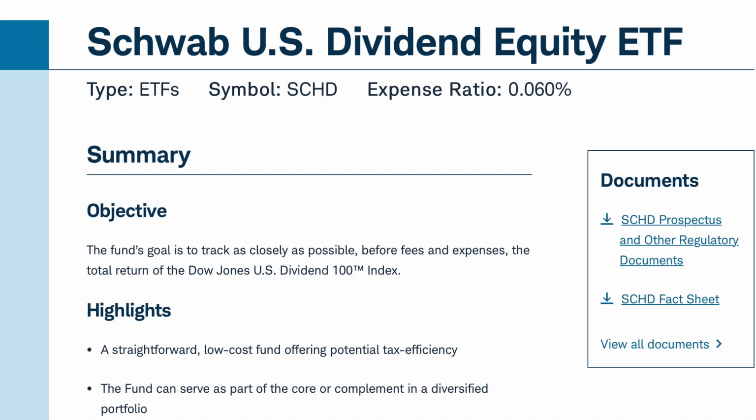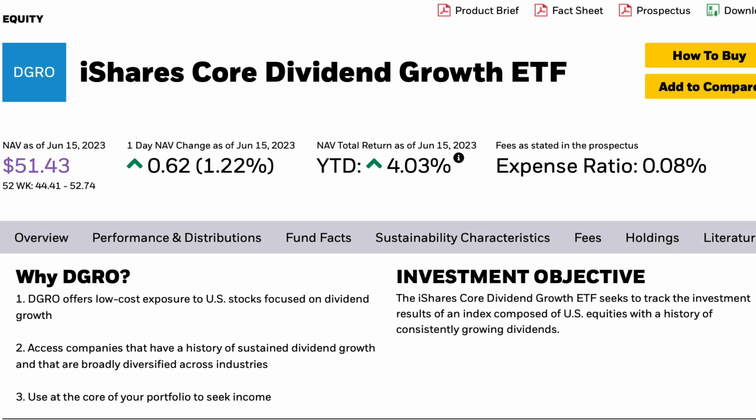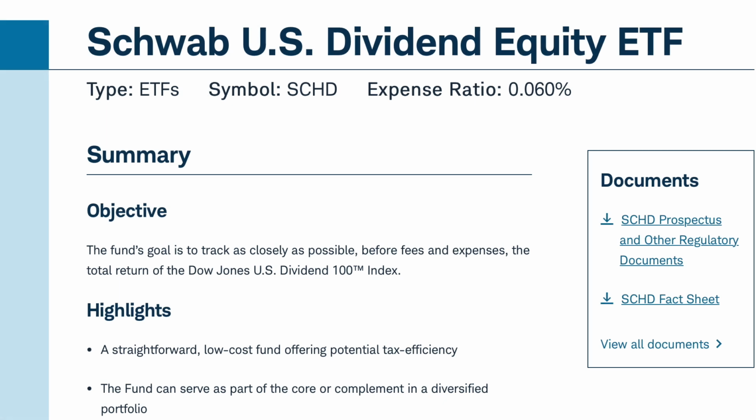SCHD, or the Schwab US Dividend Equity ETF, and DGRO, the iShares Core Dividend Growth ETF, are both renowned for their focus on dividend-paying stocks. However, they have some key differences that set them apart. Let's break it down. SCHD is designed to provide investors with exposure to high-quality US dividend stocks.